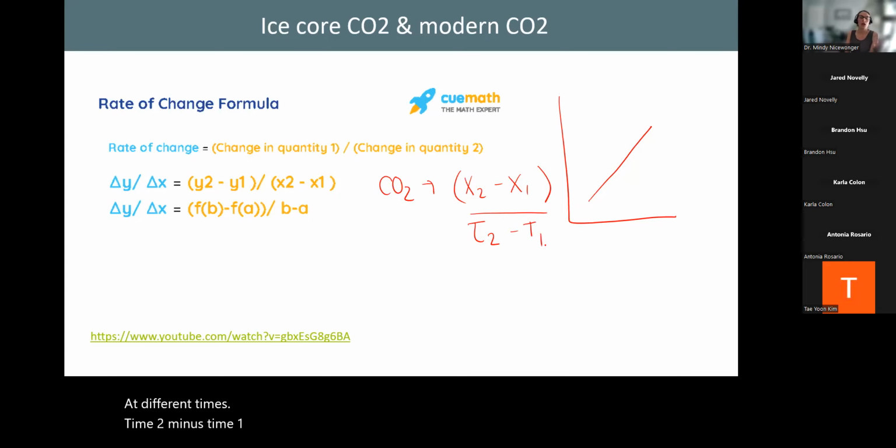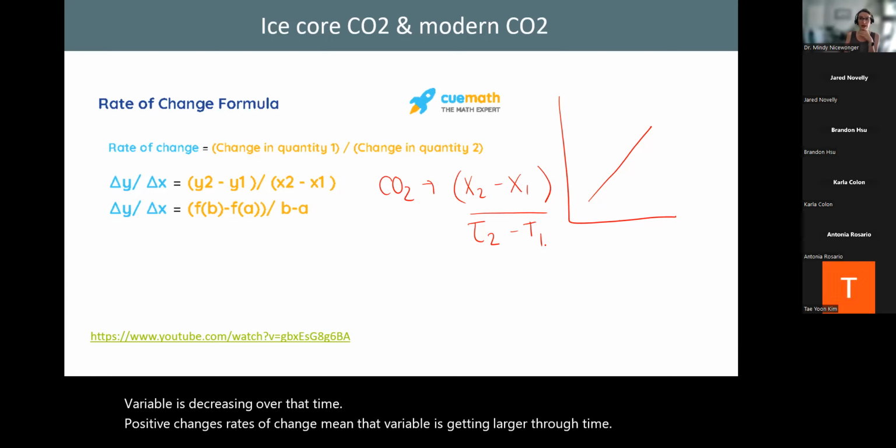Okay? You can get negative rates of change. That usually means that the variable is decreasing over that time. Positive changes, rates of change, mean that that variable is getting larger through time.